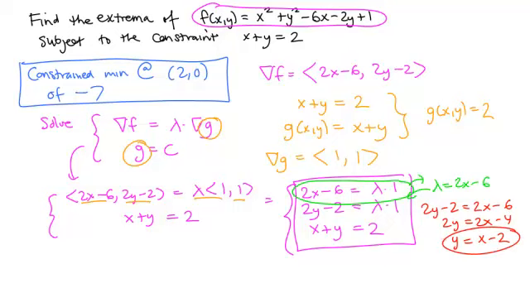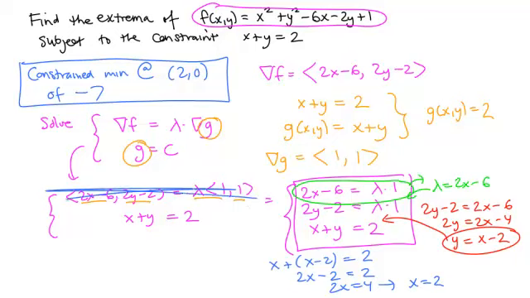Now that I have y, I can plug it into the third equation and get x plus y, which is x minus 2, is equal to 2. So that gets me 2x minus 2 is equal to 2. That's 2x is equal to 4, and so x is equal to 2. And so now I have a solution to this system of equations.